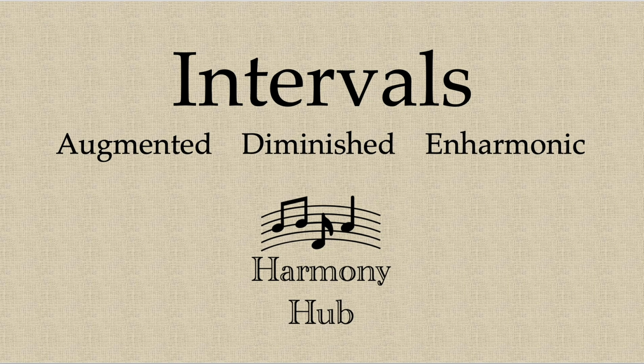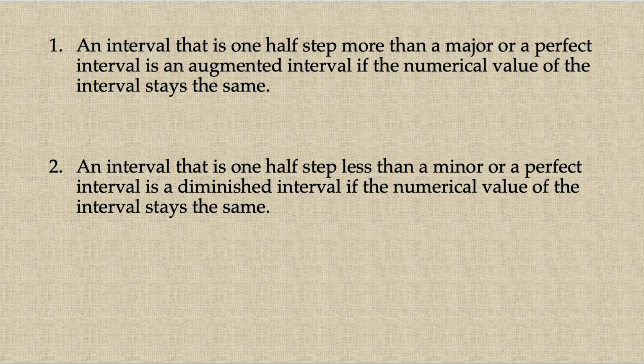Today I will talk about the augmented, diminished and enharmonic intervals. An interval that is one half step more than a major or a perfect interval is an augmented interval if the numerical value of the interval stays the same. On the other hand, an interval that is one half step less than a minor or a perfect interval is a diminished interval if the numerical value of the interval stays the same.